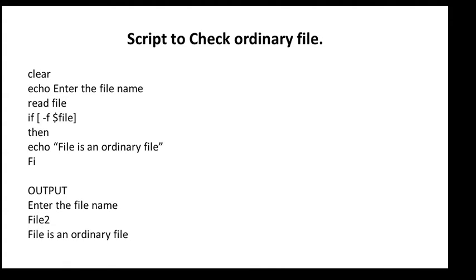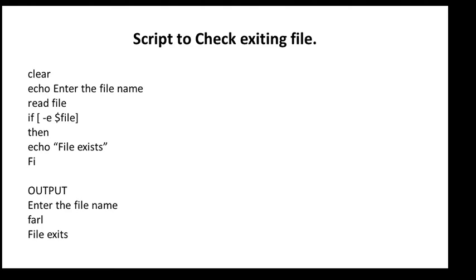If this condition is true, then echo "file is an ordinary file". It declares that the file is an ordinary file. Then close the if statement. The output is: enter the file name. It will ask first, we'll give one file name, and read file is going to accept the input. The output is "file is an ordinary file", the given file is an ordinary file.